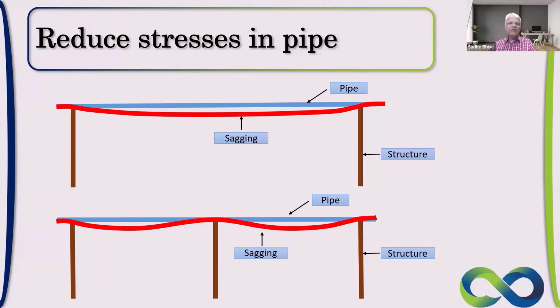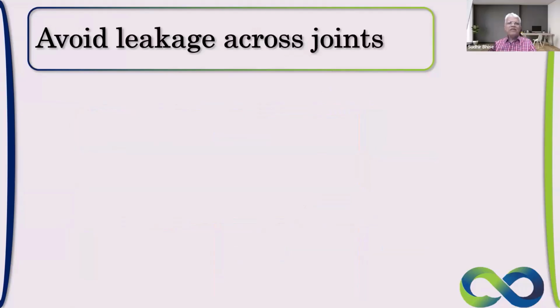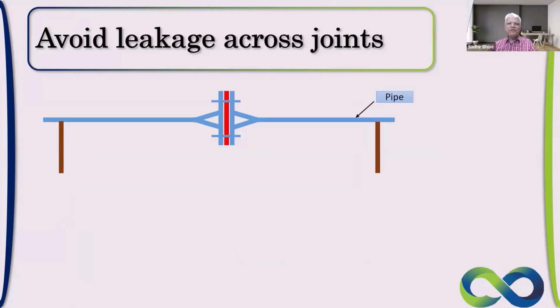Next slide, please. The first purpose was to reduce the stresses. The second purpose, the code says, is to avoid leakage across the joints. So what are the different types of joints? We have the welded joint, the threaded joint, the socket welded joint, the butt welded joint, and lastly the flange joint. If you talk of all the types of joints, you will find that all the welded joints are going to be very strong, and they will not yield under simple stresses.